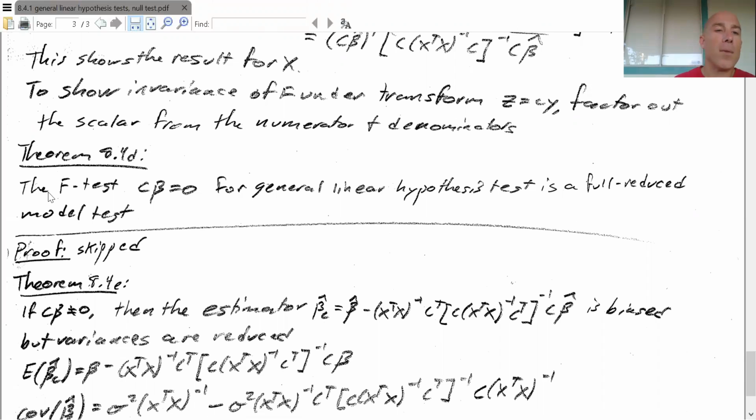All right, so this theorem, the F test for C times beta equals 0 for general linear hypothesis testing, is actually a full versus reduced model hypothesis test. So really, we're doing the same thing that we were doing when we looked at full versus reduced models. It's just a little bit more general, a little bit juicier. And the proof is left as a homework problem.